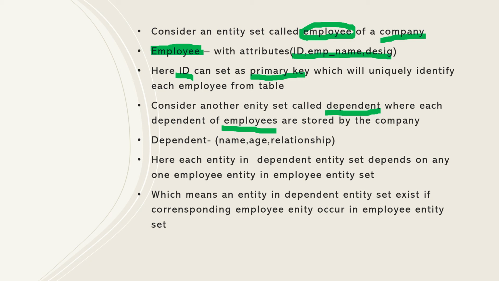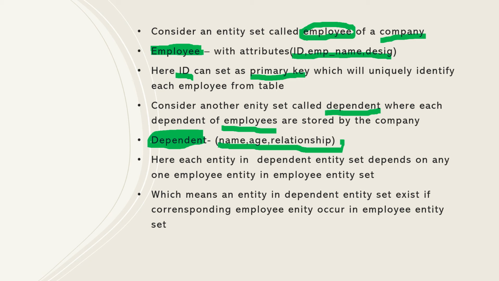So all the details of each and every employee in a particular organization are stored, and suppose the company is storing dependent details in another entity set, which is called the dependent. Let these three attributes be in the dependent entity set: the name, the age and the relationship.